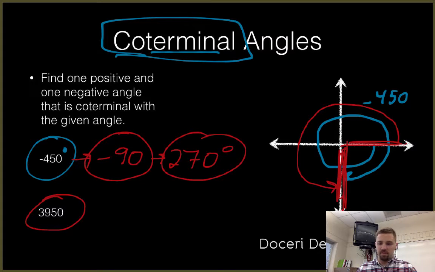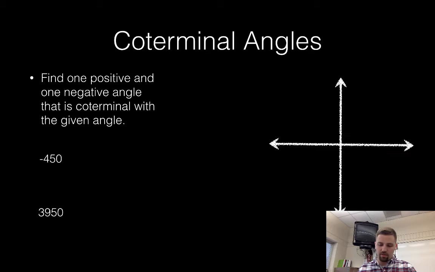You could also divide by 360 to get approximately how many times you would have to go around. Coterminal, starting and ending at the same side.